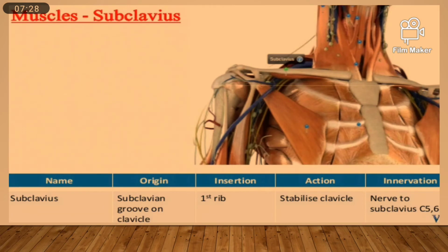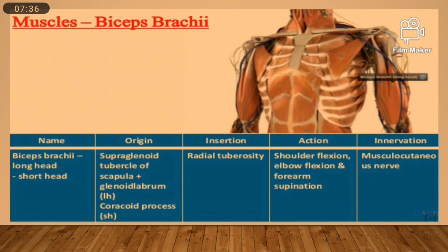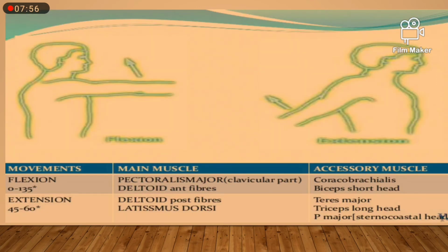Then subscapularis: the subclavian groove on the clavicle is the origin, insertion first rib, and action stabilizes clavicle. Then biceps brachii: origin supraglenoid tubercle of scapula, glenoidal labrum, coracoid process, insertion radial tuberosity, action shoulder flexion, elbow flexion and forearm supination. Now in gist, what are the movements?